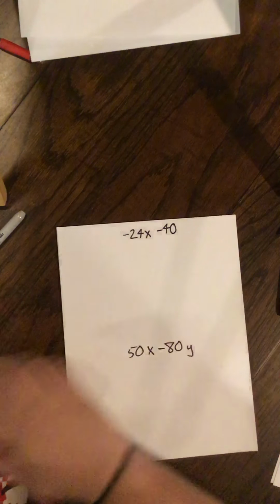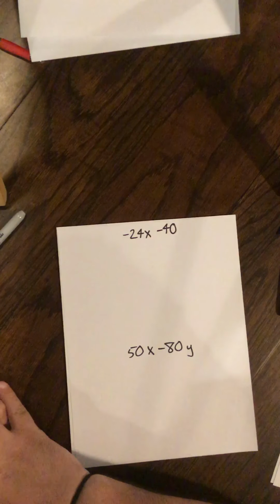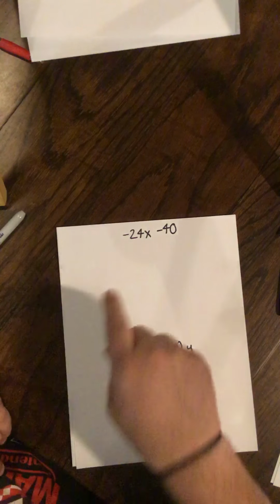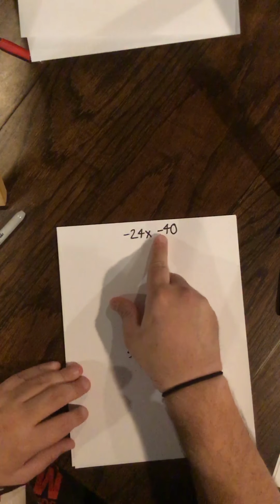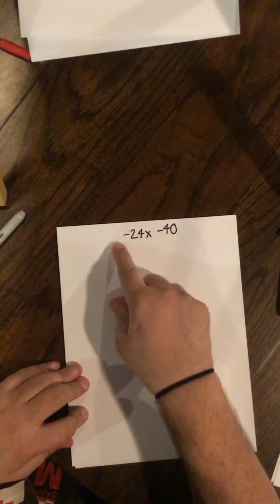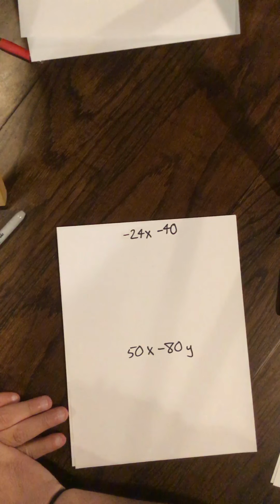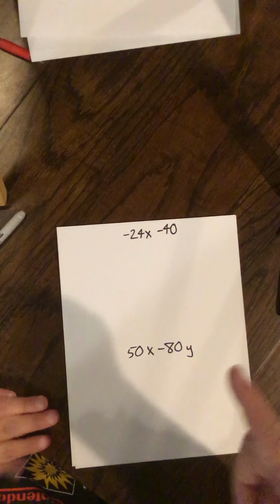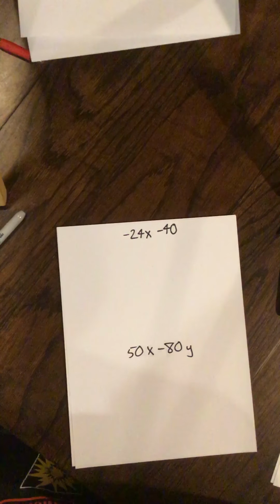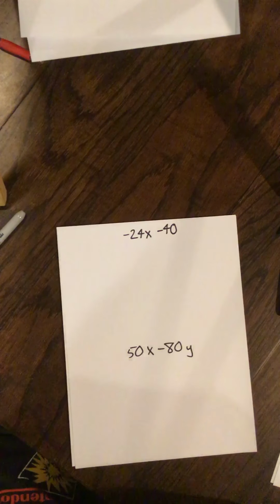Let's look at this negative 24x minus 40. Now the first thing I see here is that there's a lot of negative signs, or minus signs. A lot of both of those. So that's probably an indicator that my GCF is going to be negative.